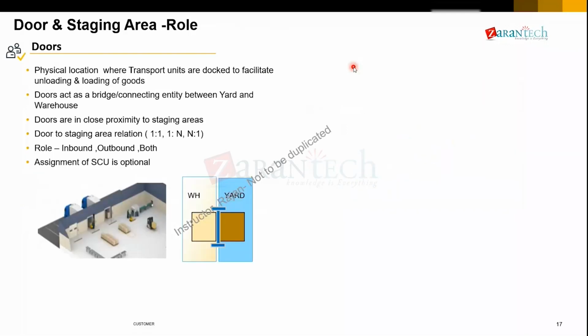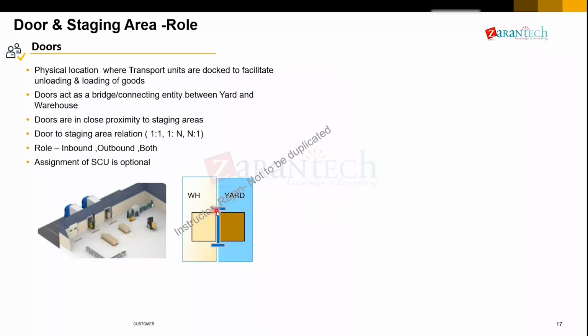Now, door and staging area, again, one more role. These are different storage types, but roles to play. The door is where the TUs are docked to facilitate unloading or loading activities. And the door is a key section here. You can see it connects the yard and the warehouse, right?